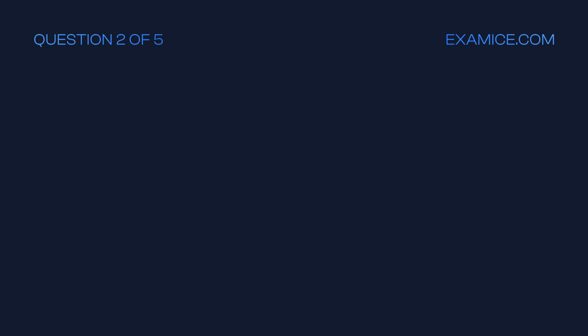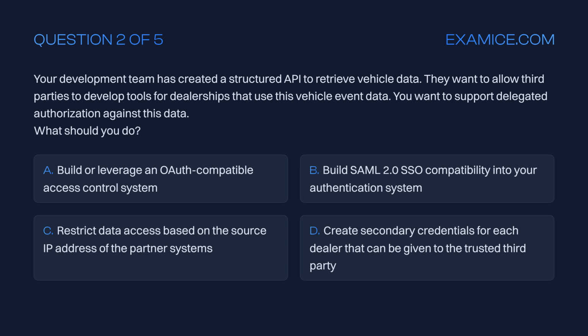Question 2. Your development team has created a structured API to retrieve vehicle data. They want to allow third parties to develop tools for dealerships that use this vehicle event data. You want to support delegated authorization against this data. What should you do?